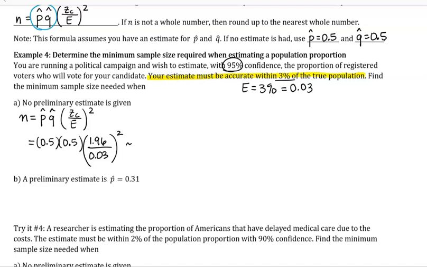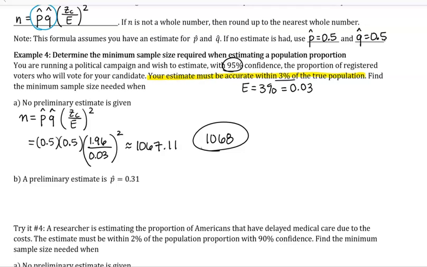This gives me approximately 1067.11, which is not a whole number. So that tells me that I am going to need at least 1,068 people in my sample size in order to get an estimate that's within 3% of the true population.